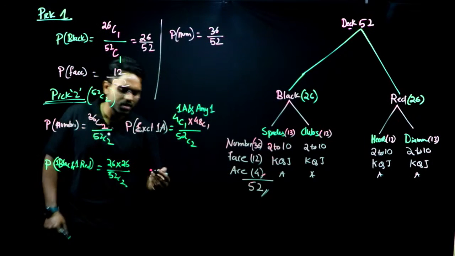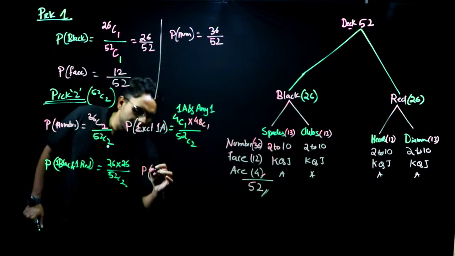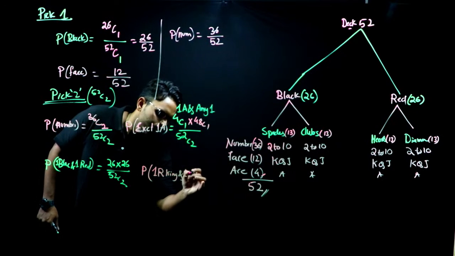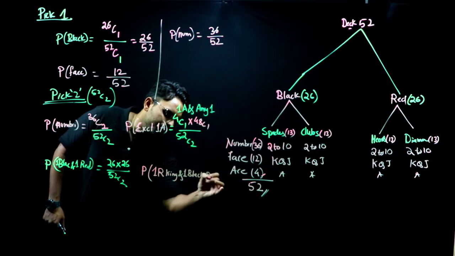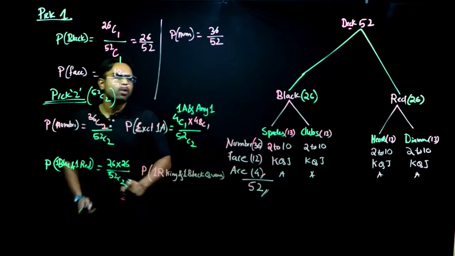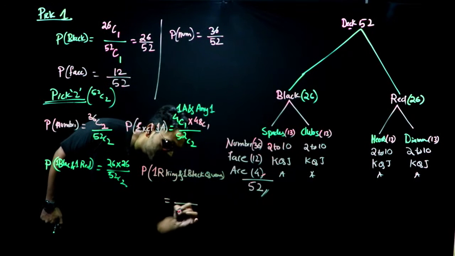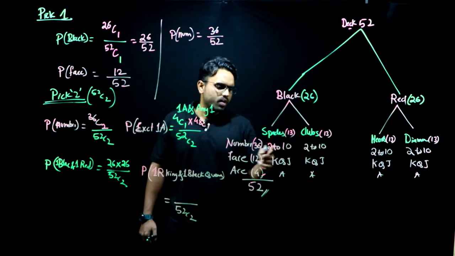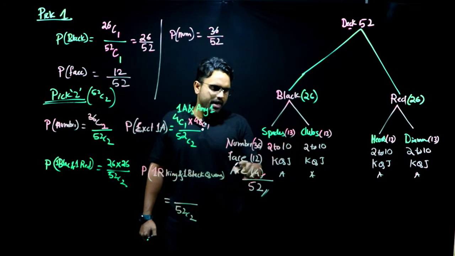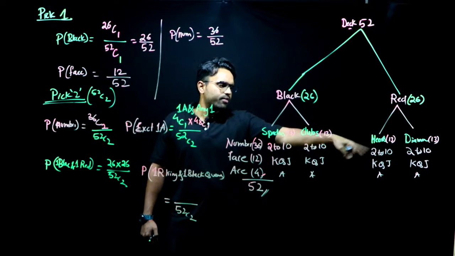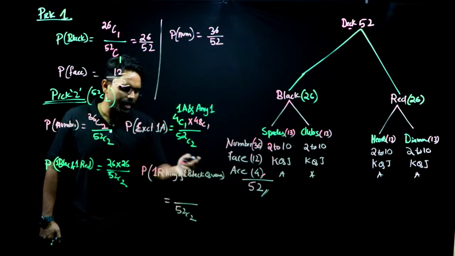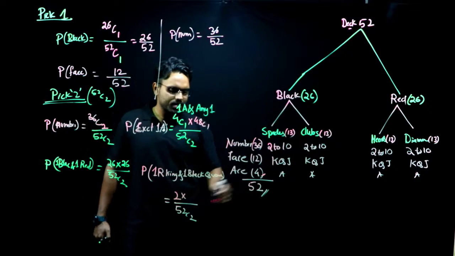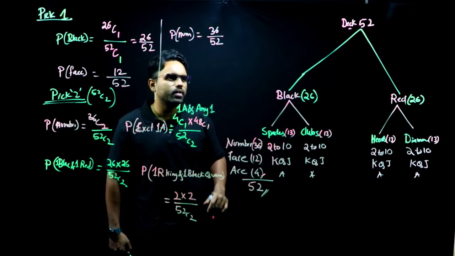If I dig deeper in this, what is the probability of getting one red king and one black queen? What will you do? Total number of cases will remain the same, 52 C2. Favorable cases: one red king. How many red kings do I have? Red are here. And how many kings do I have? 2. In how many different ways can you select one red king? 2 C1, which is nothing but 2. Now one black queen, how many? Black, how many queens are there? 2. In how many different ways can you select? 2 C1. 2 into 2.